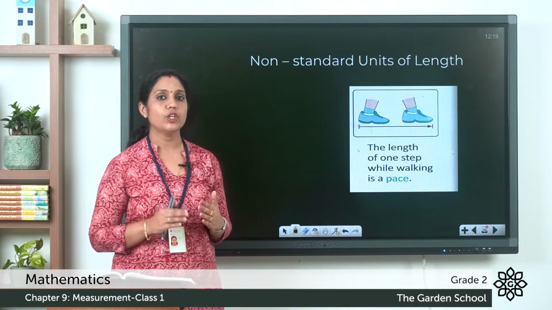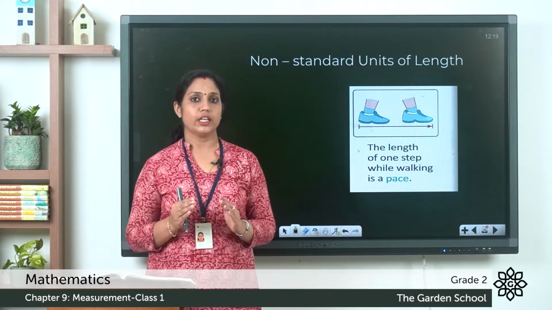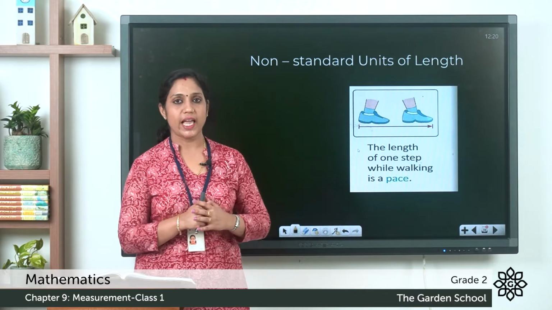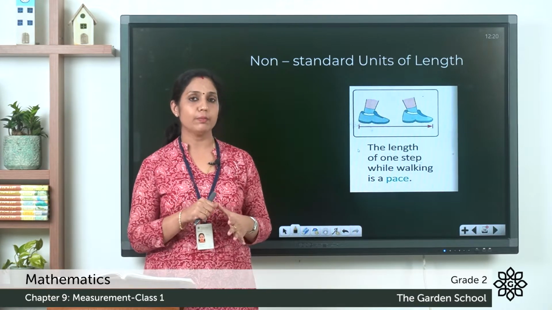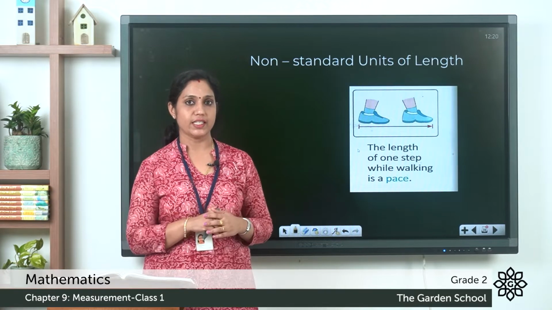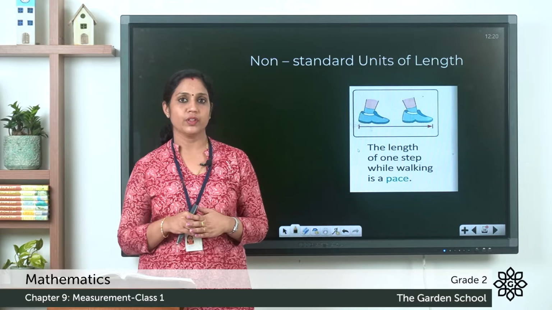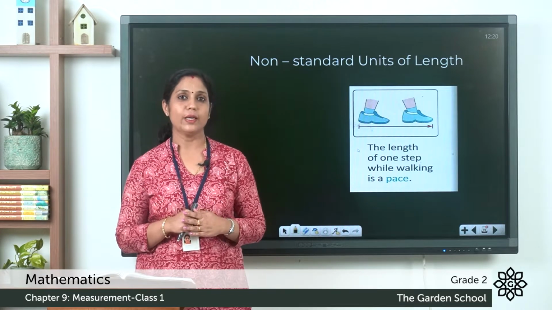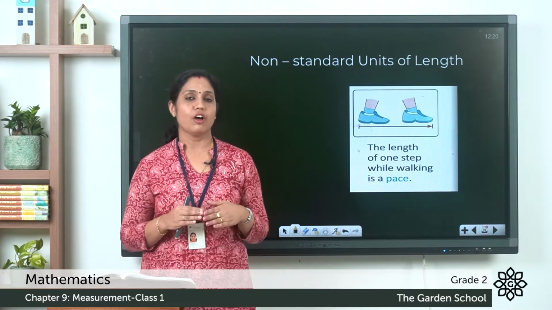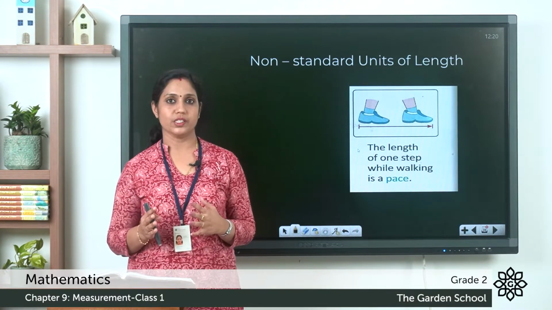So these are some of the non-standard units of measurement. Suppose you are given to measure your table using a hand span. What you have to do? You have to take the length from your thumb to the little finger and measure the desk. And you can ask your parents or your siblings also to measure the same. So can you find the measurement same? No. Why? Because the size of the palm or the hand differs from person to person.